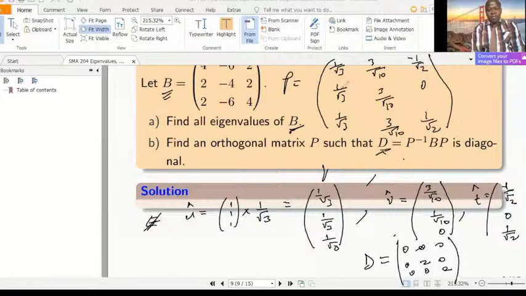So what about P inverse? P inverse will just be the transpose of this matrix, the transpose of P, because P is orthogonal.